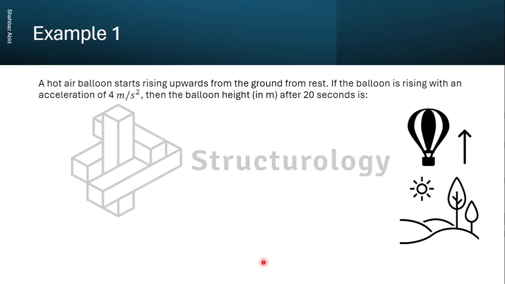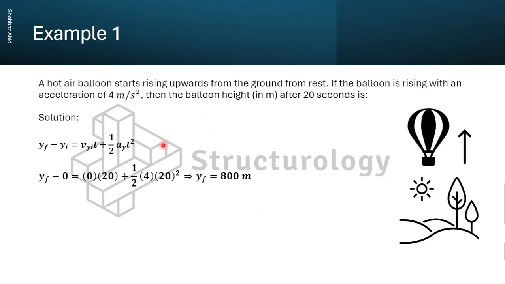Let us see example 1. A hot air balloon starts rising upwards from the ground from rest. If the balloon is rising with an acceleration of 4 meters per second squared, then the balloon height in meters after 20 seconds is.